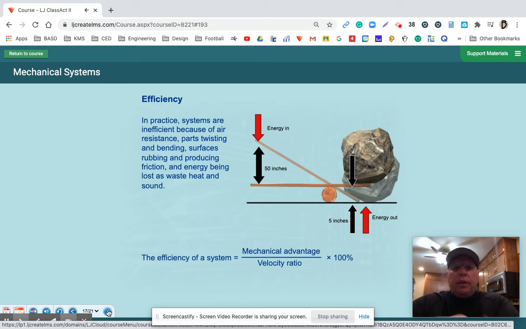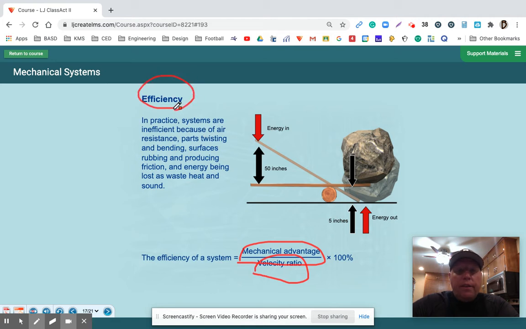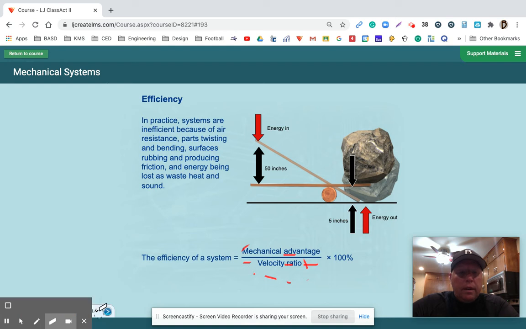There is an equation to figure out efficiency. The efficiency of a system is mechanical advantage over velocity ratio. So that's where I alluded to earlier that when we learned about mechanical advantage and velocity ratio, those would be involved in figuring out efficiency. So don't forget everything we learned there. Let me erase that and erase this. Okay. So moving into the next slide.